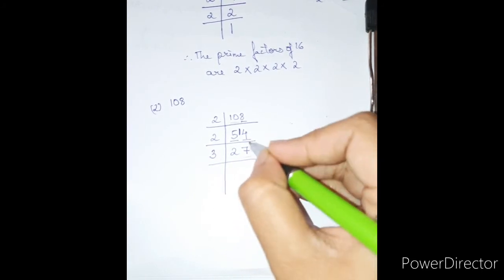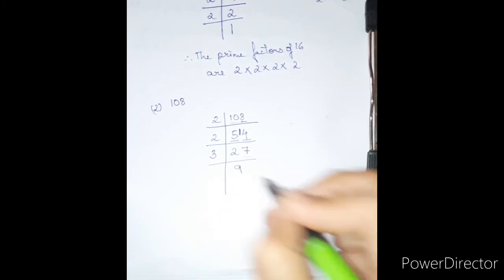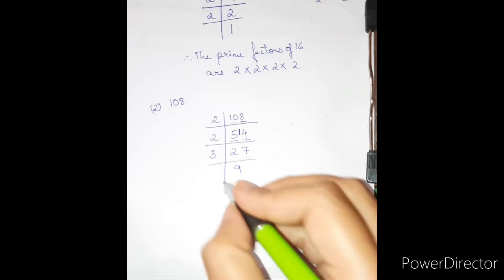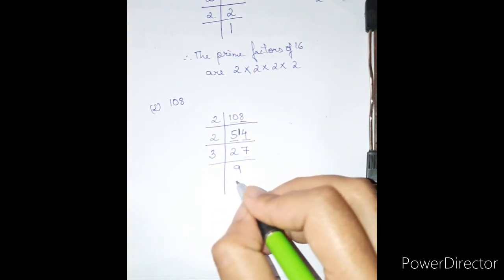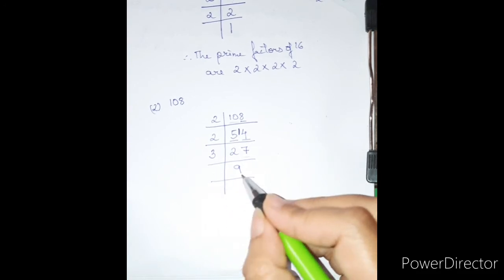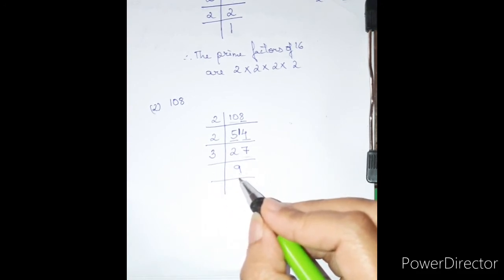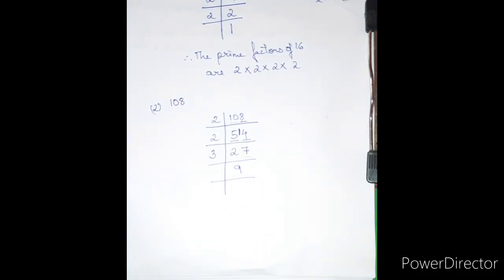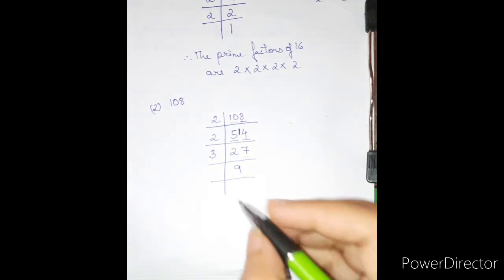3, how many times will give me 27? 3 9s are 27. Okay, 9 is there in the table of 3? Yes. Be careful. You cannot take 9 1s are 9. 9 is not a prime number. 9 is a composite number. And our topic is prime factorization only. So only prime numbers you can take.